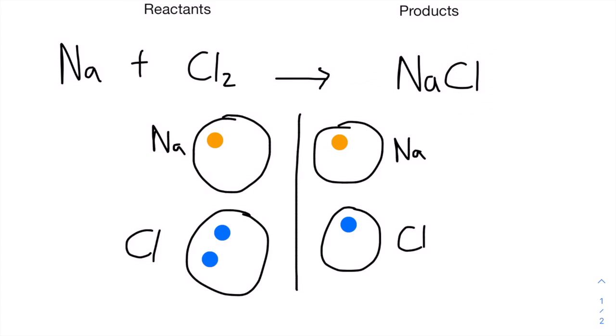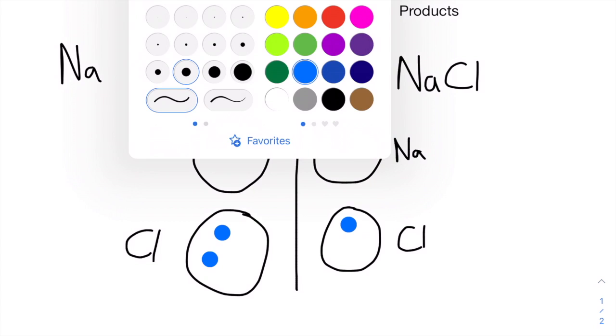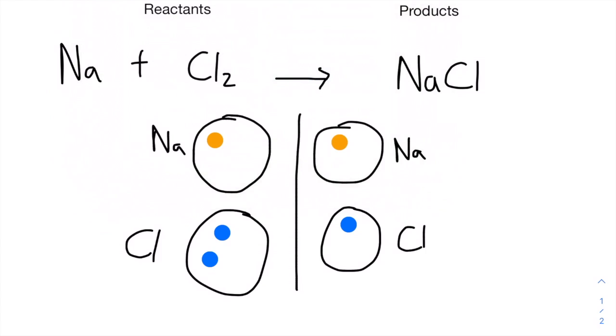All right, and so now I take stock of, am I balanced? Because you can see sodium on the reactant side, sodium on the product side, we are totally balanced. Check. But when you look at chlorine, we've got 2 here and only 1 here. So that is a no-go. We are not balanced yet. And that means that we need to start adding coefficients.